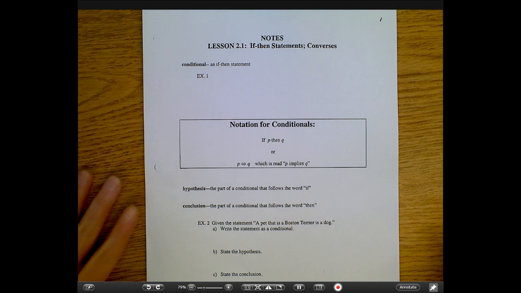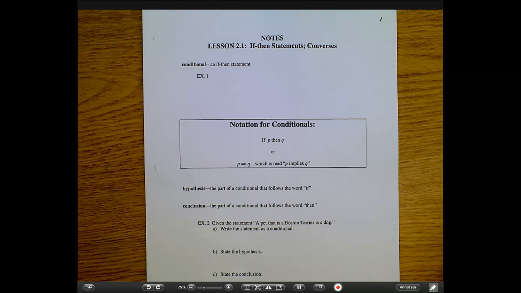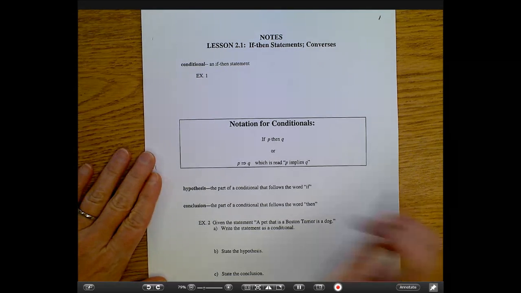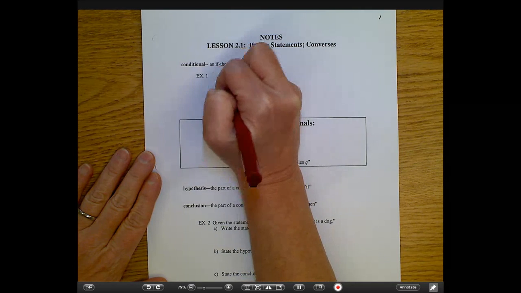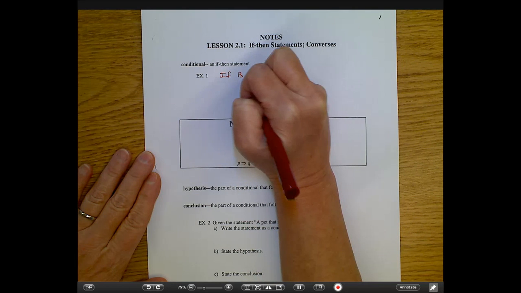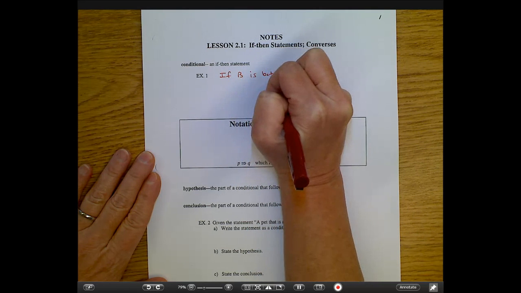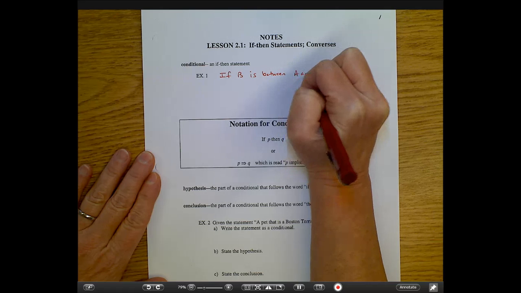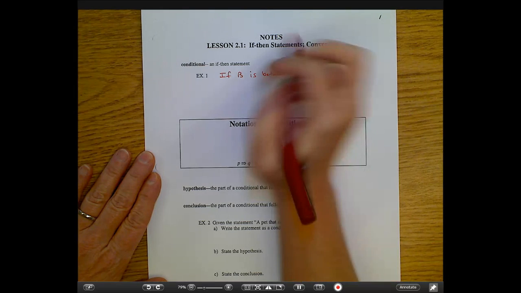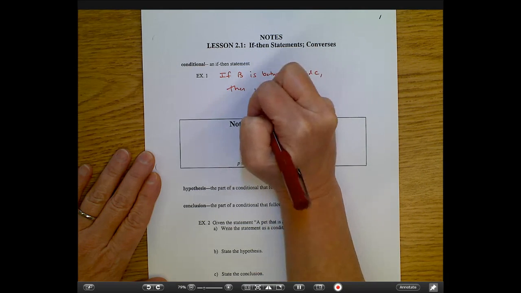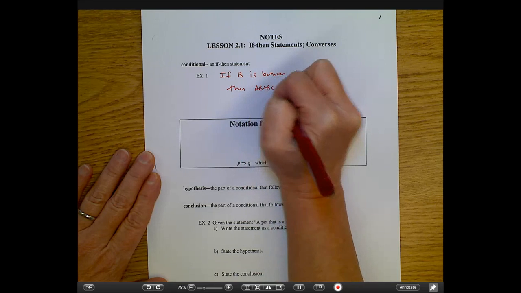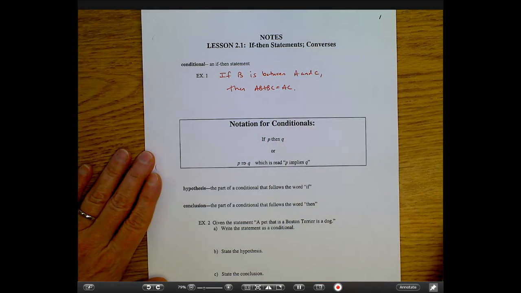All right, welcome to lesson 2-1 called If-Then Statements and Converses. Today we're going to be talking about conditionals. A conditional is a statement that's written in if-then form. For example, if we have the mathematical statement, if B is between A and C, then AB plus BC equals AC. That's an example of a conditional statement.